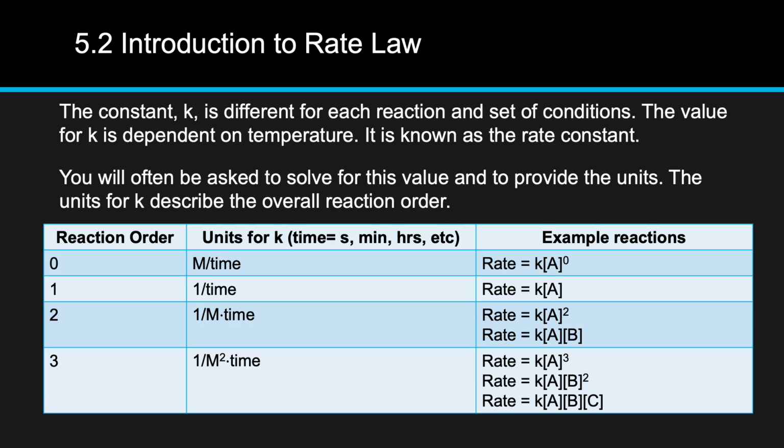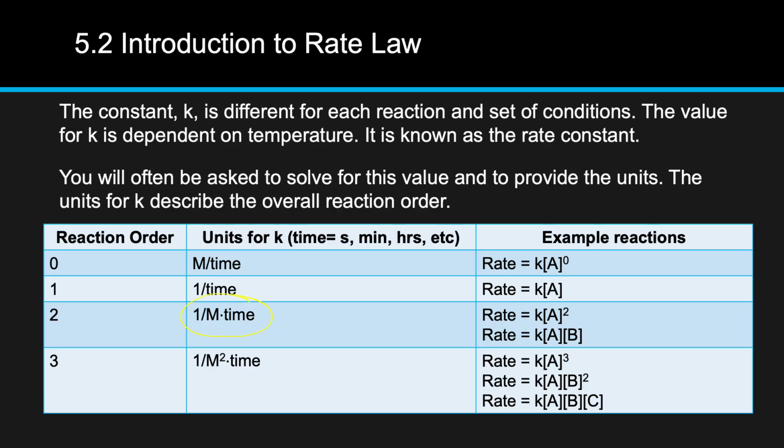On the AP exam, we are typically being asked to solve for k and identify the units, so it's really important you know how to derive those units for k. Now, when we start doing examples of solving for k, I will show you how to derive the units. However, if you find it easier to just memorize the units for k, and you know that the overall reaction order is 2 and you can just write 1 over concentration times time, I'm fine with that, but I'm also going to give you the tools to solve for them as well.